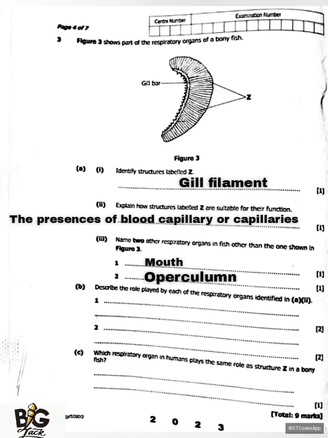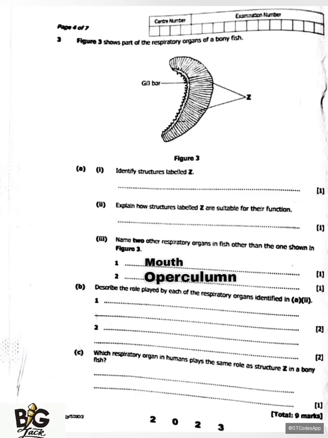each of the respiratory organs identified in Roman numeral 2. But it was supposed to be 3 here instead of 2. So describe the role played by each of the respiratory organs identified in Roman numeral 3, not 2. Okay, so the first one, I was saying, is the mouth.